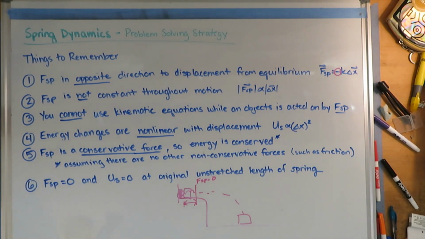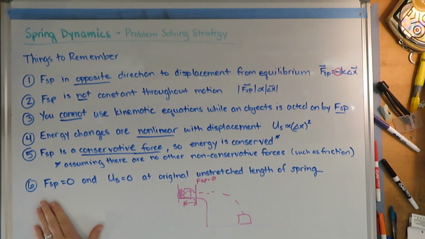The spring force is a conservative force. So that means energy is going to be conserved, as long as you don't have any other non-conservative forces, such as friction or an external pushing force, something that would be non-conservative. So as long as you have a frictionless surface, and I have a spring moving back and forth on the spring, I'm going to have conservation of energy.